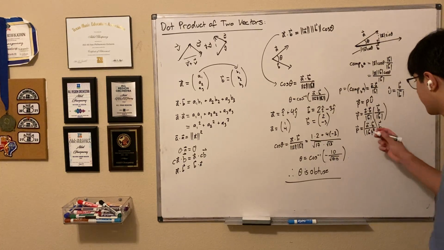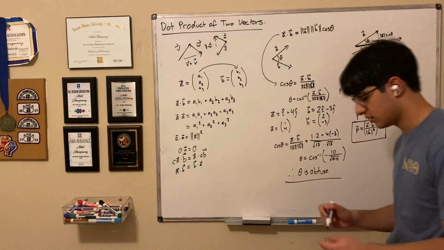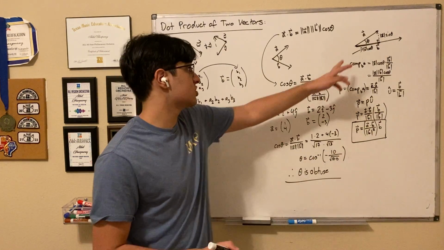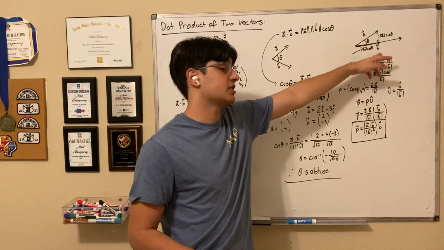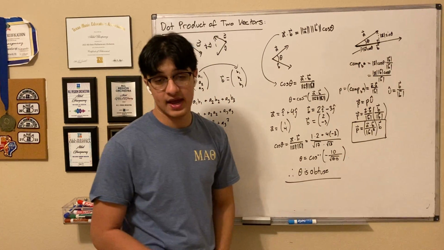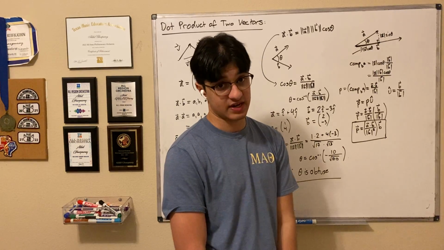So this formula right here is how you can determine what the vector projection of this vector A onto this vector B is. And that is pretty much how you can use the dot product in the context of vectors.